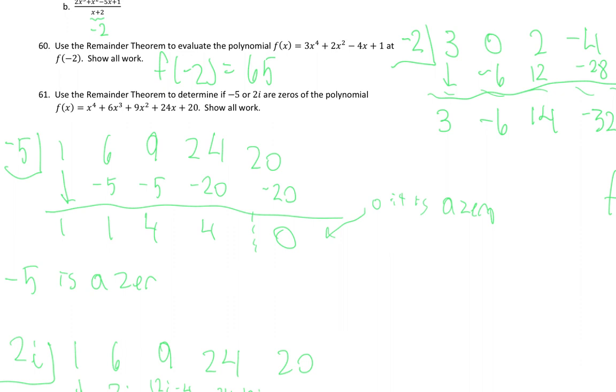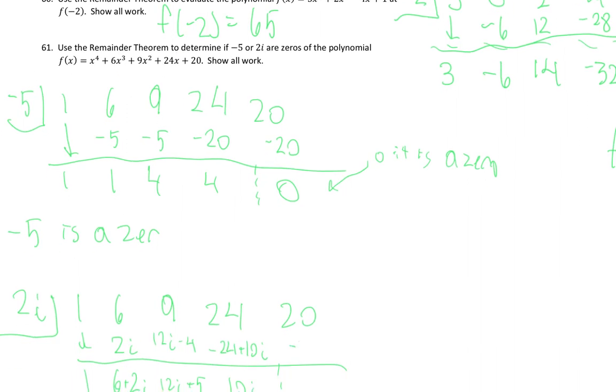So 10i times 2i is 20i squared, which is the same thing as negative 20. So we get negative 20 there. We add those together with 0. So both of these are zeros. And also, if we tried negative 2i, that will also work. So that's just another fun fact. So both of those were zeros in this one.